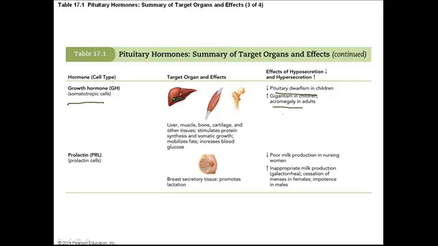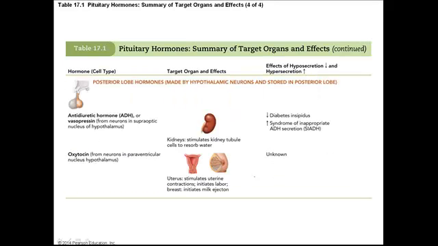Too much, gigantism. Okay, moving on to prolactin, PRL. Target organ is the breast, and this is for milk production. So too little hormone is poor milk production, and too much is too much milk production. So in the posterior lobe, we have antidiuretic hormone. Target organ is the kidney. And this causes the tubules to reabsorb water. Too little can cause diabetes. Too much can cause, well, it's just inappropriate secretion. So then you're going to retain water.